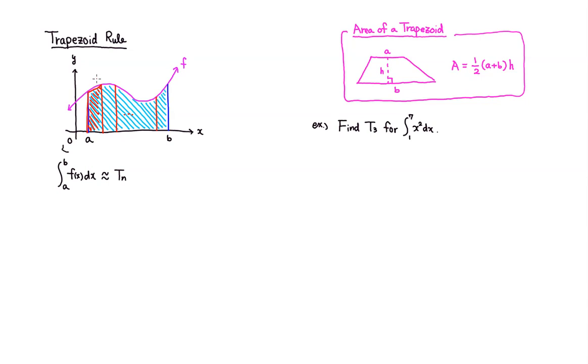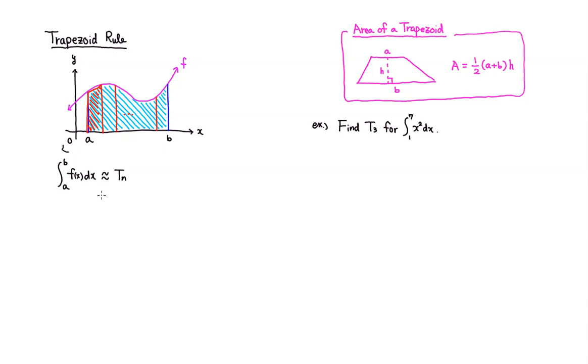Remember that the area of a trapezoid can be found by this: here's a trapezoid, and the top side is, say, A, and the bottom side is B. Let's say the height is H. Then the area of this trapezoid is 1/2 times the top side plus the bottom side, times the height. Right? So let's do that.